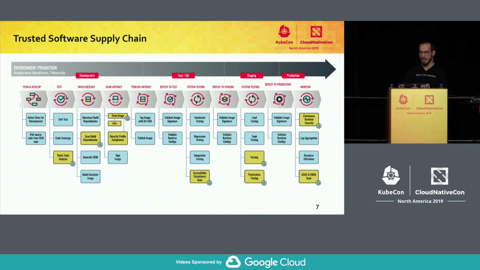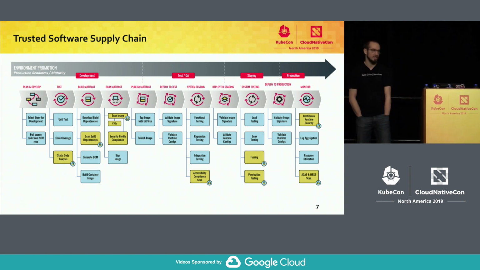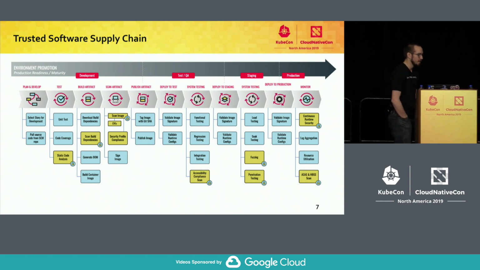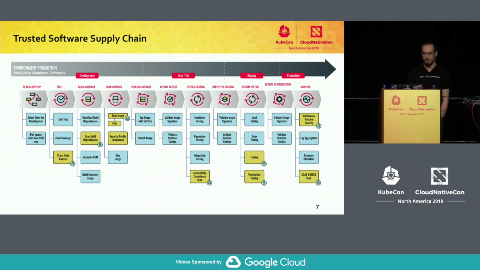You could have a Python backend. Some teams in your organization might be using SonarQube for static code analysis. Other teams might be using Fortify. So the current CI/CD landscape out there is primarily targeted at application-specific pipelines.